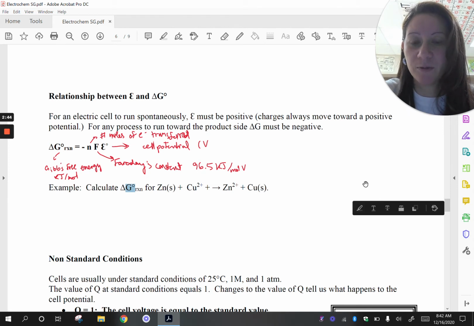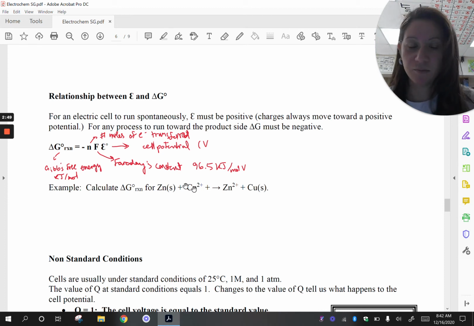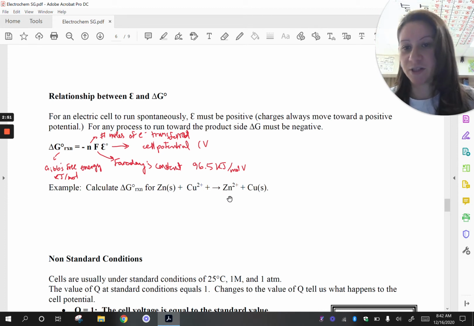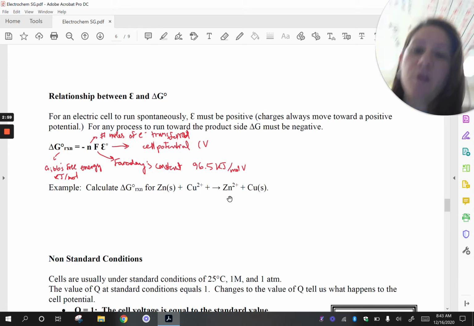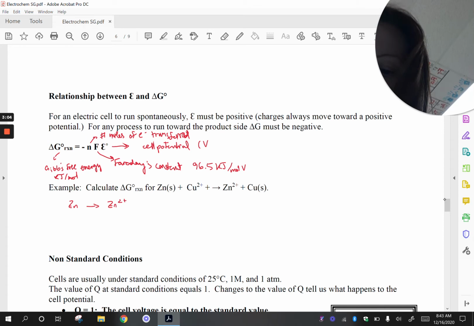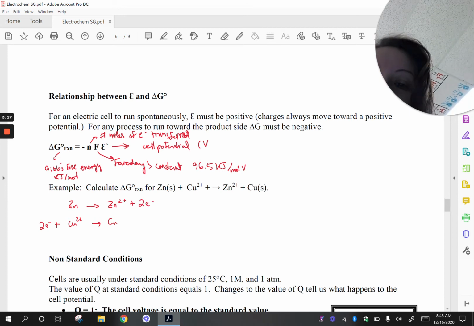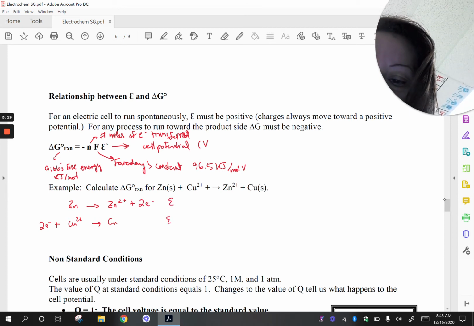So let's try a problem where we can calculate delta G. So we want to calculate delta G for this right here. If this was on the test, you'd also be given some reduction potentials. So what you would do is say, okay, I have zinc getting oxidized to zinc 2+. I have copper 2+ being reduced to neutral copper. So I gain 2 electrons here, I lose 2 electrons here.